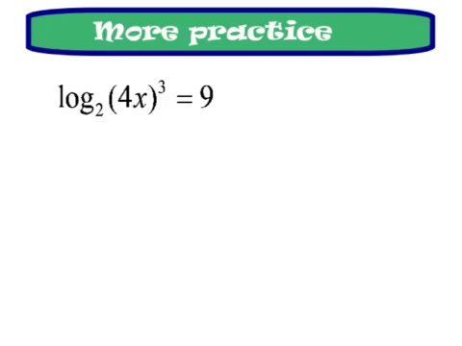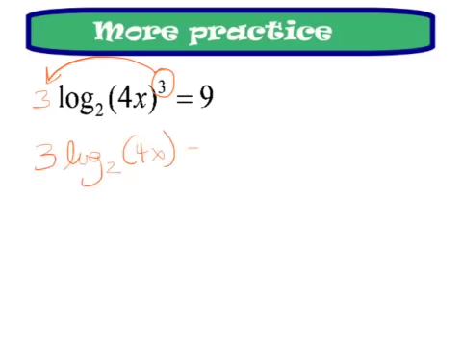For this problem, we are already condensed down to one logarithm, but if I try to raise 2 to the 9th power, that's going to be an awfully big number. So instead of doing 2 to the 9th power, what I'm going to do is I see this exponent. I'm going to turn that into a coefficient, because then what I can do is divide it away.